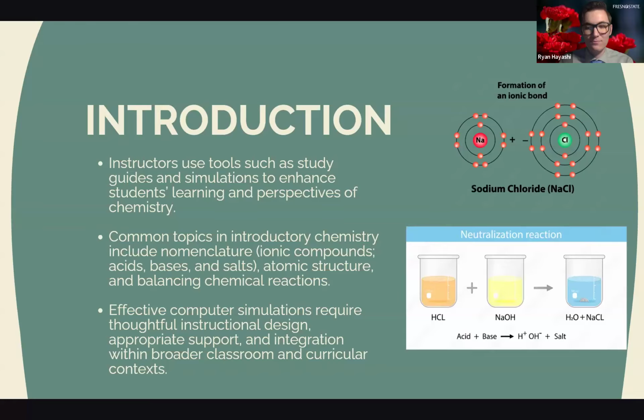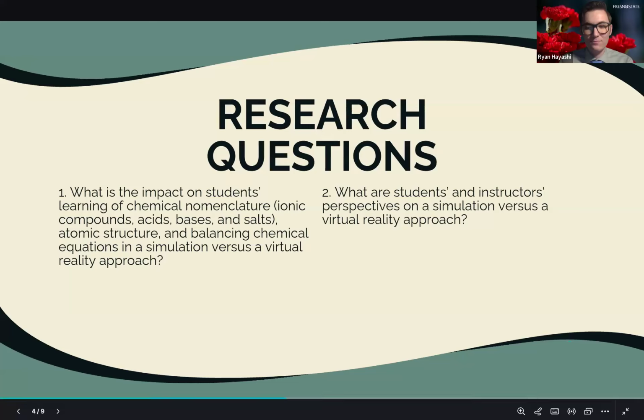Research questions are nomenclature, that being ionic compounds, or reactions. This will allow us to get direct impact on students' performance from one side to the other, or does it provide no statistical significance between the two?